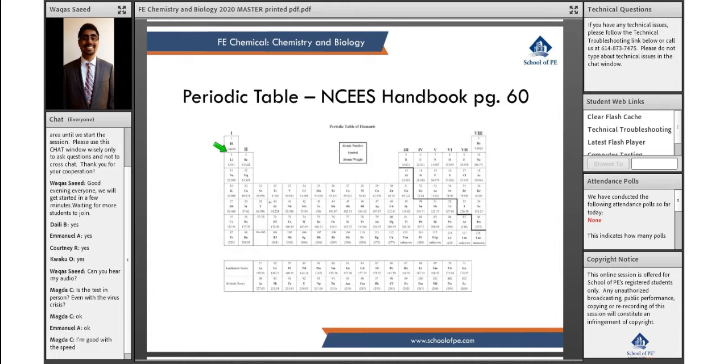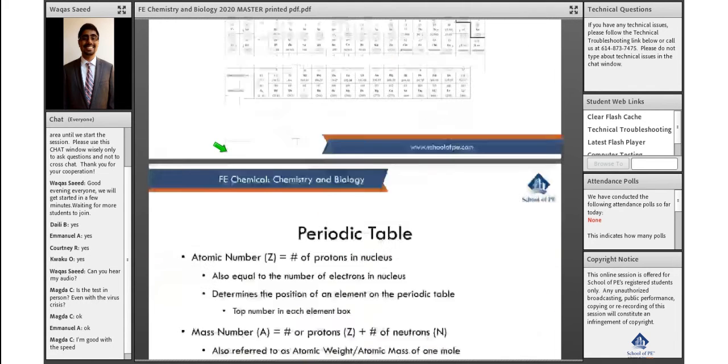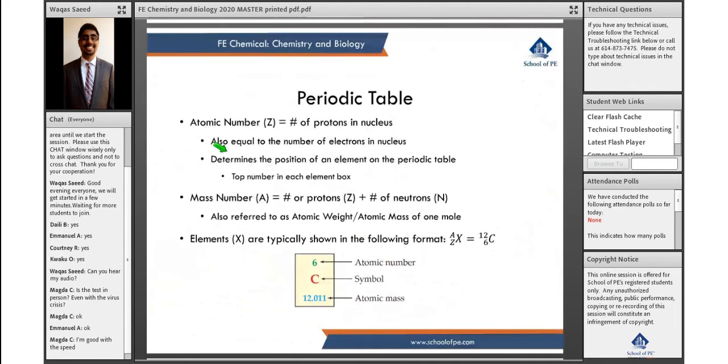So how do we identify the number of protons, neutrons, and electrons in elements? Well, when you're looking at those numbers, the top number, which is the atomic number, is usually represented as the variable Z, and it's equal to the number of protons in the nucleus.